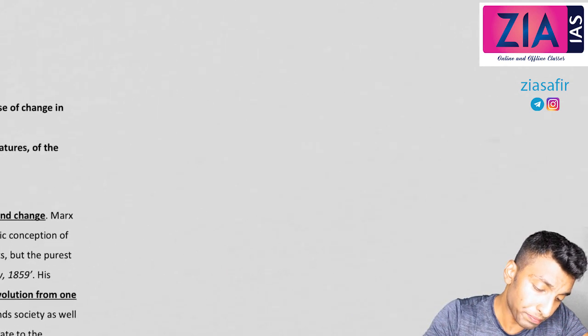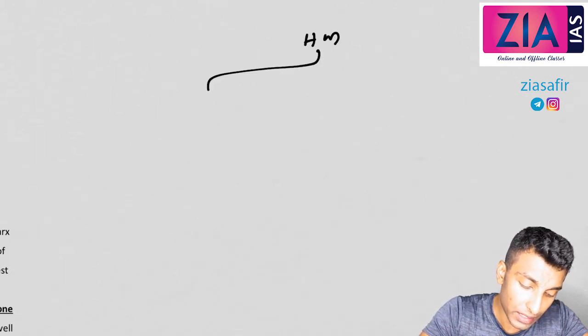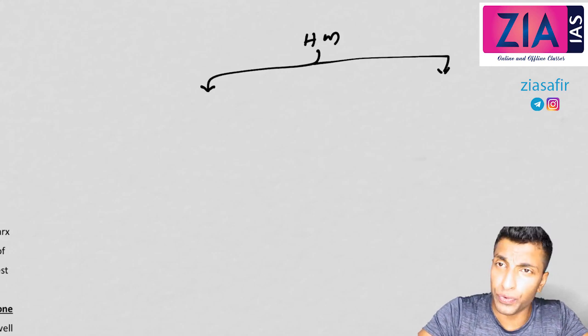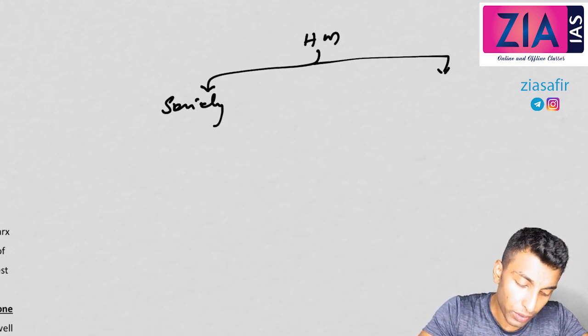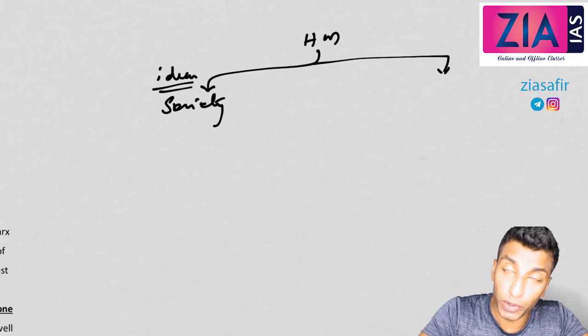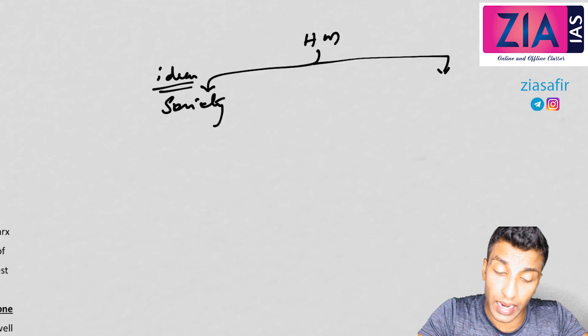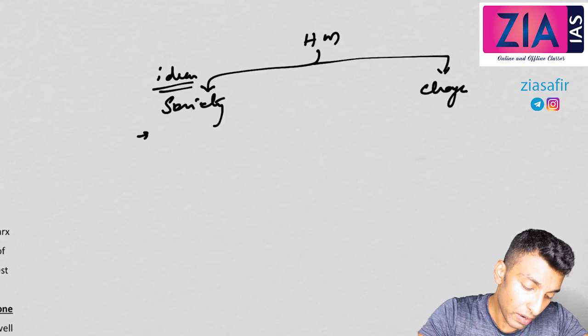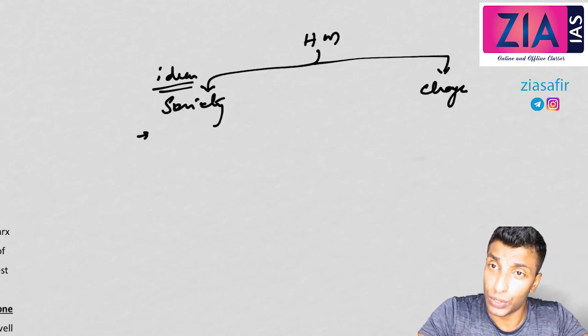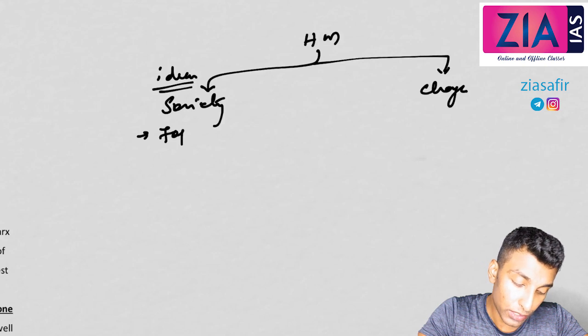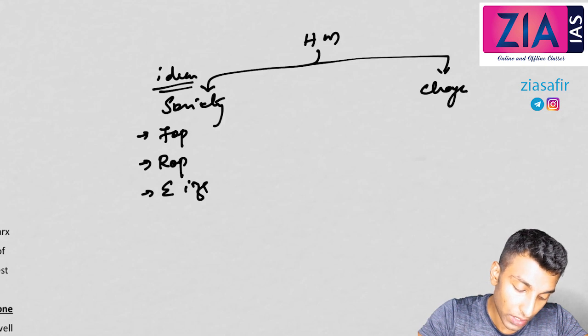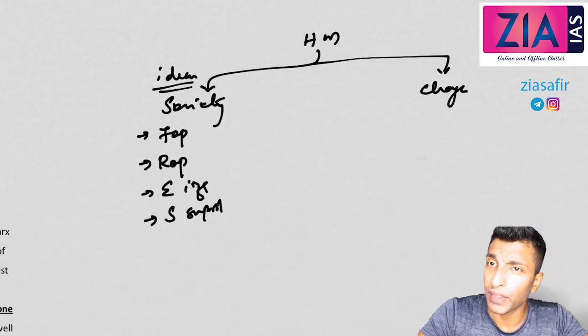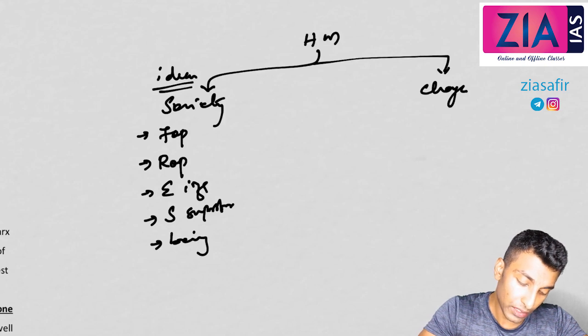So understand this part. His theory of historical materialism is understood in two parts. The first part is all about his idea about society, and the second part is his idea about change. When we talk about his idea about society, we will be talking about the production process. So in his idea about production, we will be talking about forces of production, relations of production, economic infrastructure, and social superstructure. And we will also talk about social being. So all of this is what will come here.